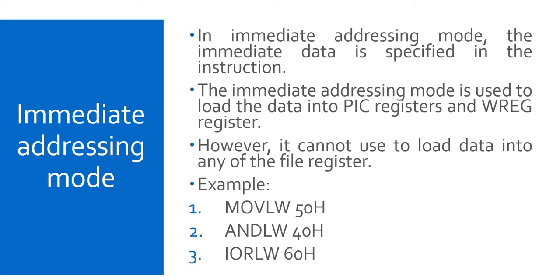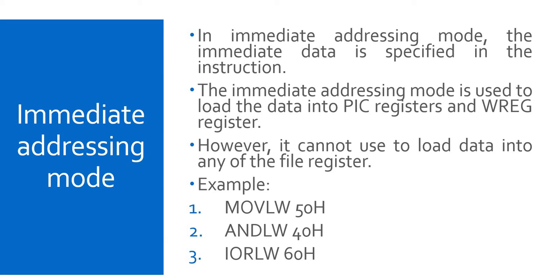So 50 hex value has to be moved into the working register. And why does it show that 50 hex is a value, not an address? In case of 8051, that difference is shown by using the hash or at. Hash denotes that it is a value and at denotes that it is an address. But in case of PIC18, the letter L denotes that it is not an address, it's a value. It's data which has to be moved into the working register. It is denoted by W. So W is your working register.